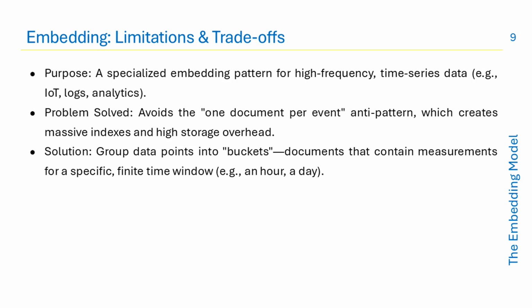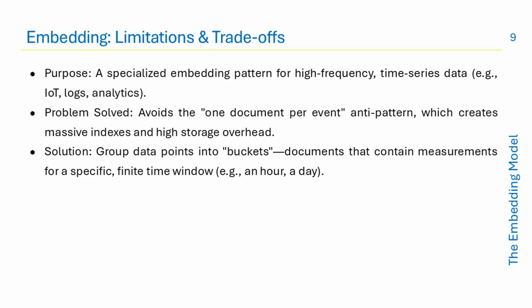This is a major anti-pattern in MongoDB. It leads to two significant problems. First, the storage overhead is huge, as every small document has its own ID and field names. More importantly, the index becomes enormous. A massive index consumes a lot of RAM and severely slows down write operations, as it needs to be updated with every single insertion. The bucket pattern solves this elegantly.